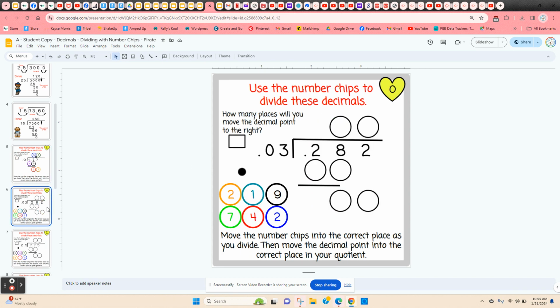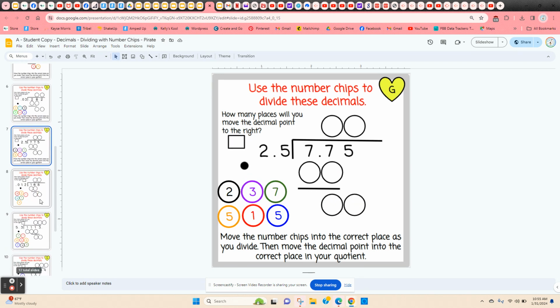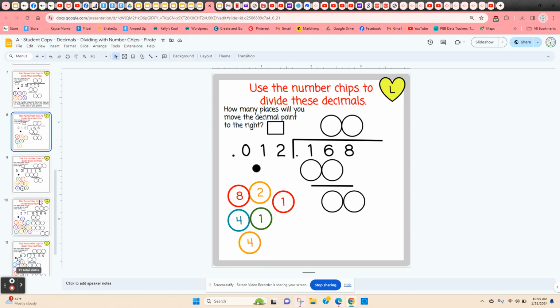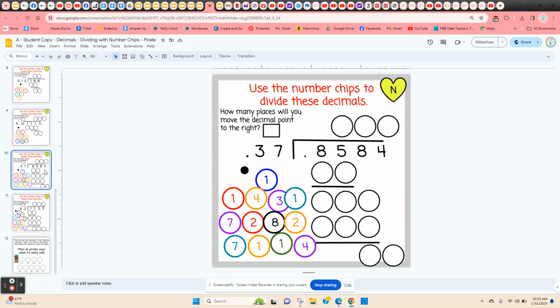So they've got several problems to practice. It gets a little bit more difficult as they go. They might have to do some guess and check on some of these problems. But they have every number that they need.